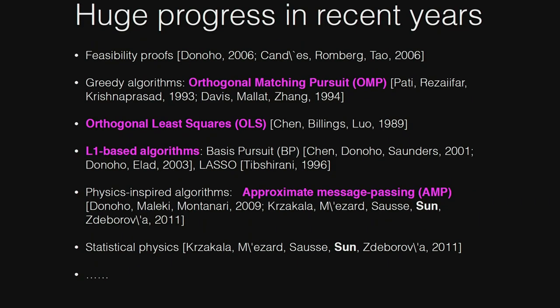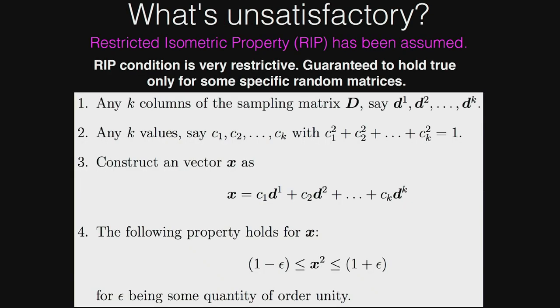There have been huge developments in recent years, actually starting from the 1980s, and there are many excellent algorithms. For example, orthogonal matching pursuit, the similar orthogonal least squares, and also L1-based minimization. In statistical physics, we also have approximate message passing, and even statistical physics analysis. But it seems the story is still not completely solved.